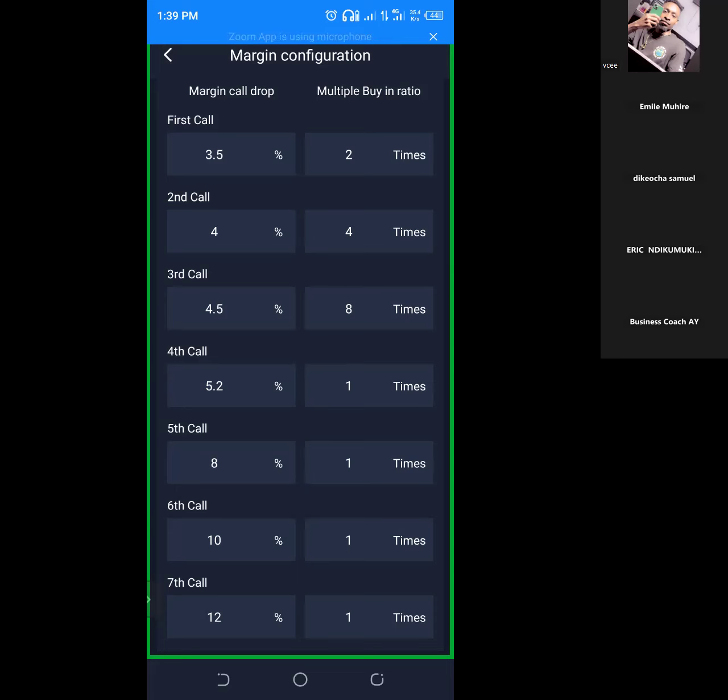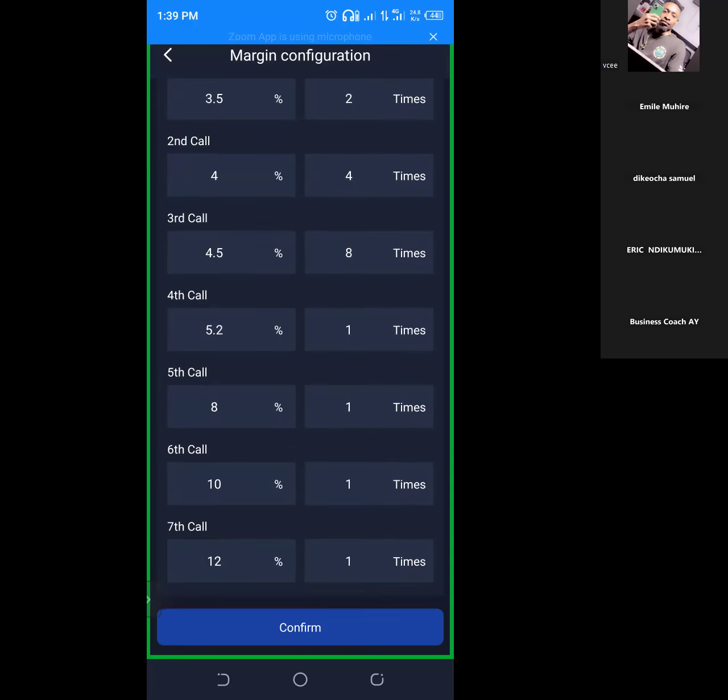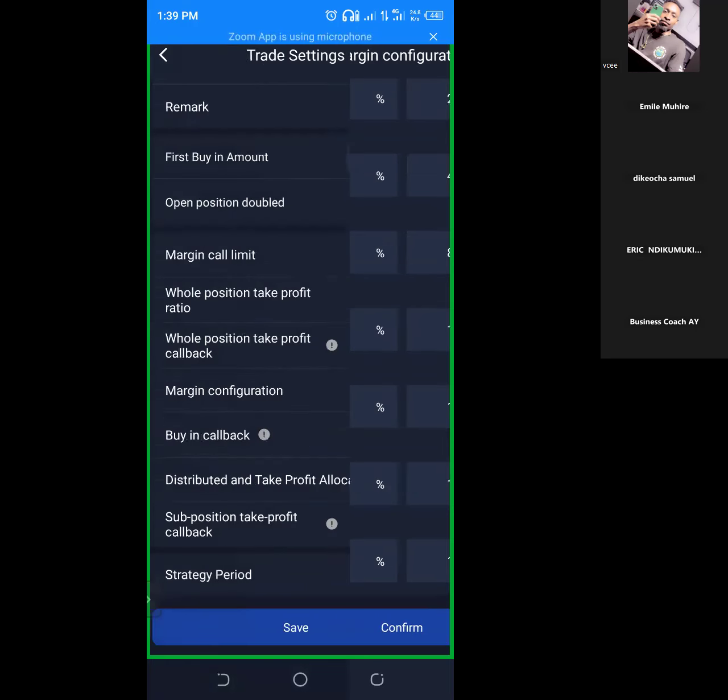Make sure you follow the rules on the technical indicators. Make sure the first 3 are 20 and below. The last one, which is the MACD, make sure it is negative. Then you create your strategy here and click on save. Save your strategy, DK. Save the strategy. Confirm it.